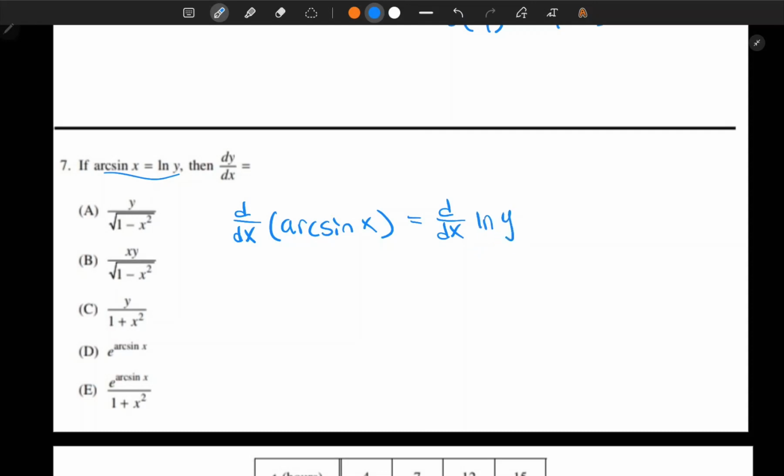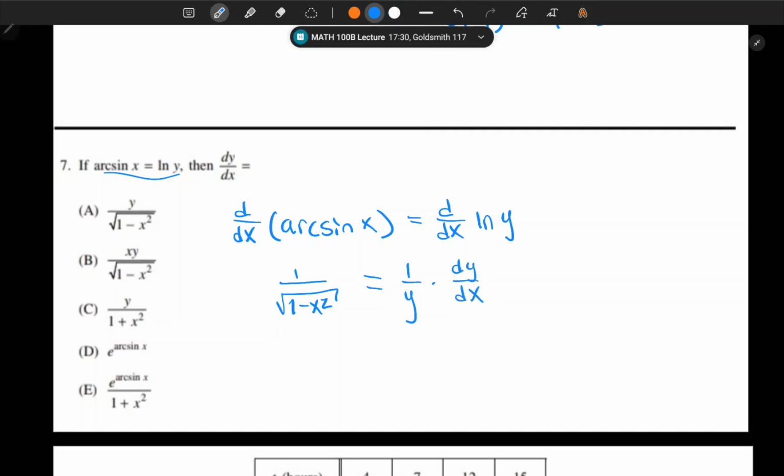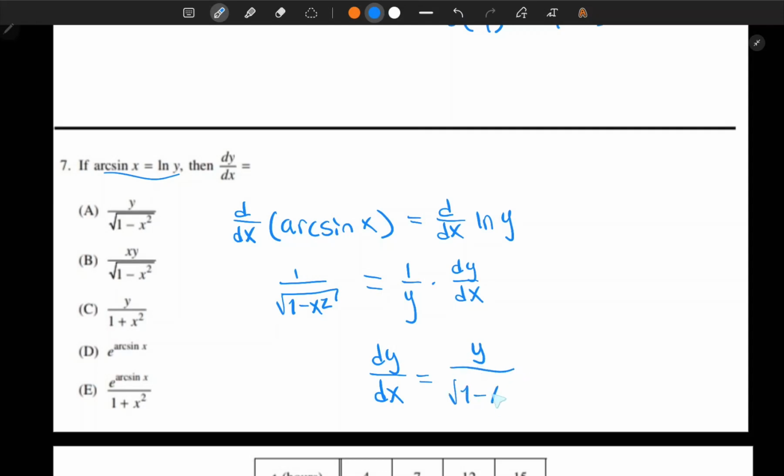Then the derivative of arc sine is equal to 1 over the square root of 1 minus x squared. And the right-hand side is equal to 1 over y, because we're taking the derivative of a natural log, times the derivative of the inside, so times dy dx. Then, solving for dy dx, we find that dy dx is equal to y divided by the square root of 1 minus x squared. So the answer is A.